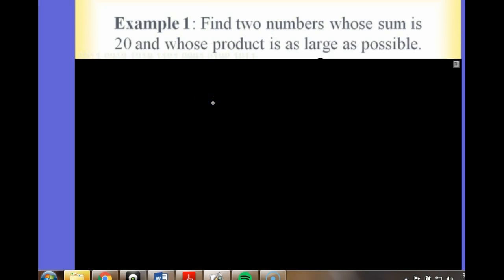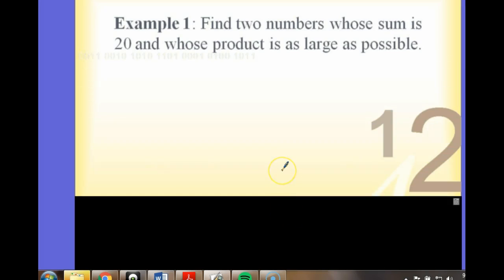So the question is to find two numbers whose sum is 20 and whose product is as large as possible. If we're looking for two numbers whose sum is 20, yeah, but I want you to do it calculus-wise. So their sum is 20.